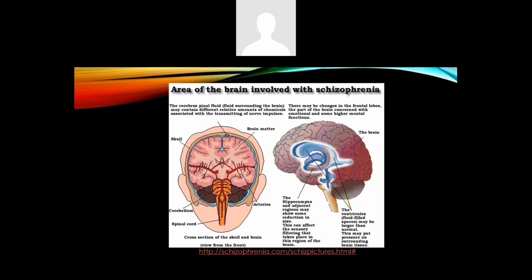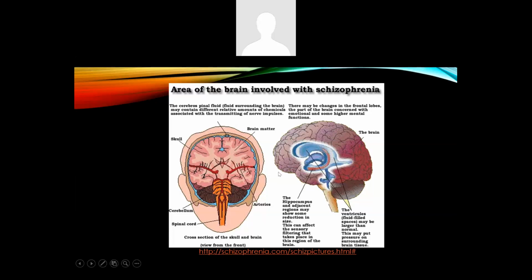I'll go back in just a moment, but you can actually see that the brain matter has some differences. So we see a couple of things. There might be different amounts of the chemicals that are associated with the transmission of nerve impulses. There can be changes in the frontal lobe, which is the part that does that executive functioning, thinking, and processing. The hippocampus and some of the areas around that can be smaller than usual. That can affect the sensory input that's taking place. And the ventricles can also be larger than normal.